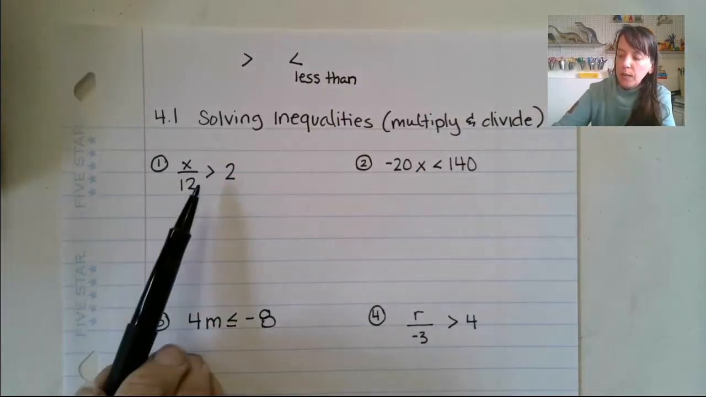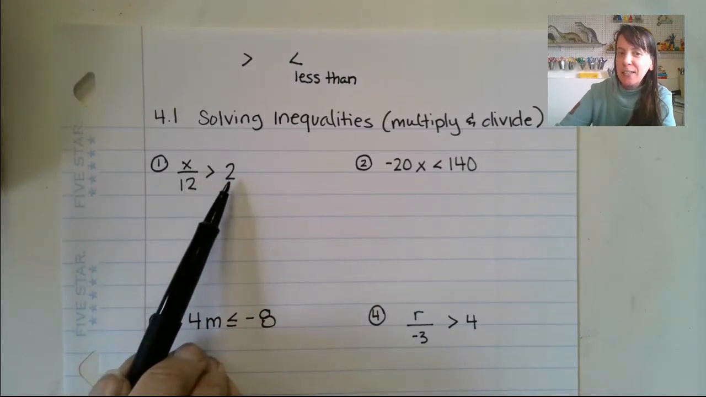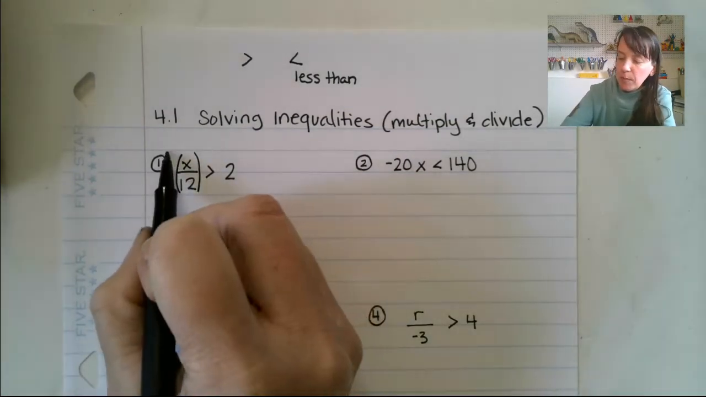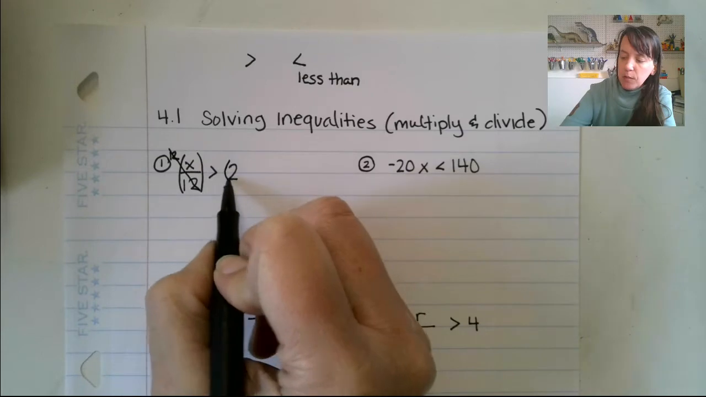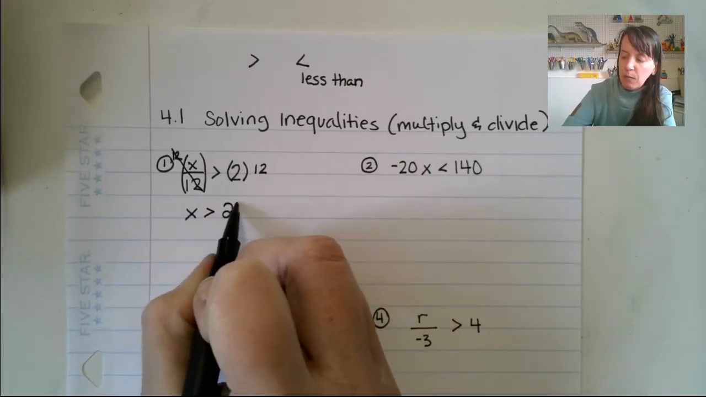Now, so we have x divided by 12 is greater than 2. We're dividing here, and the opposite of divide is multiply. So we're going to multiply both sides by 12. If you do it to one side, you've got to do it to the other. So now what I have is x is greater than 24.